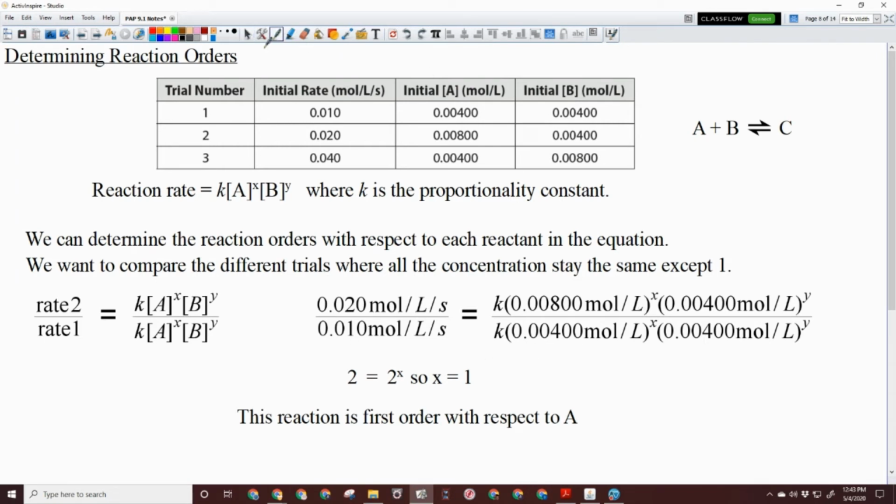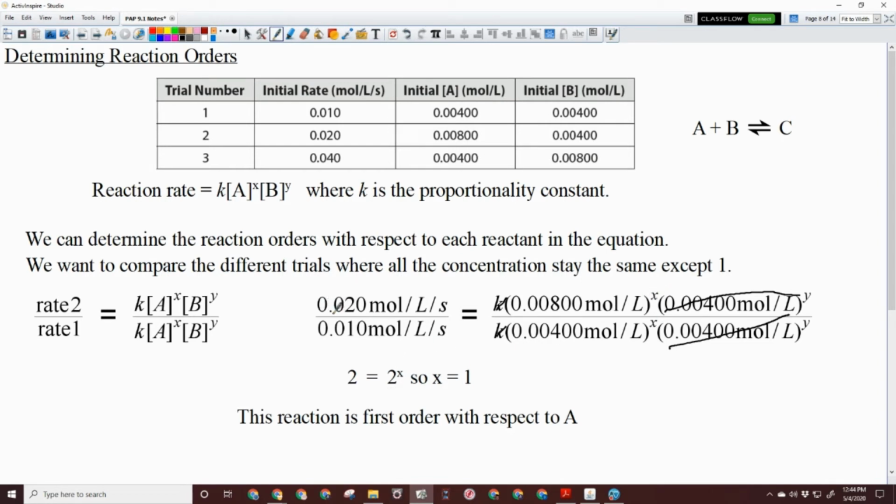All right, so let's look at this. What's on top cancels what's on bottom. They're the same, right? K is going to cancel K. So this is really what we have left over. If we have 0.0080 divided by 0.0040, to the X, and put that in our calculator, we're going to get 2 to the X.